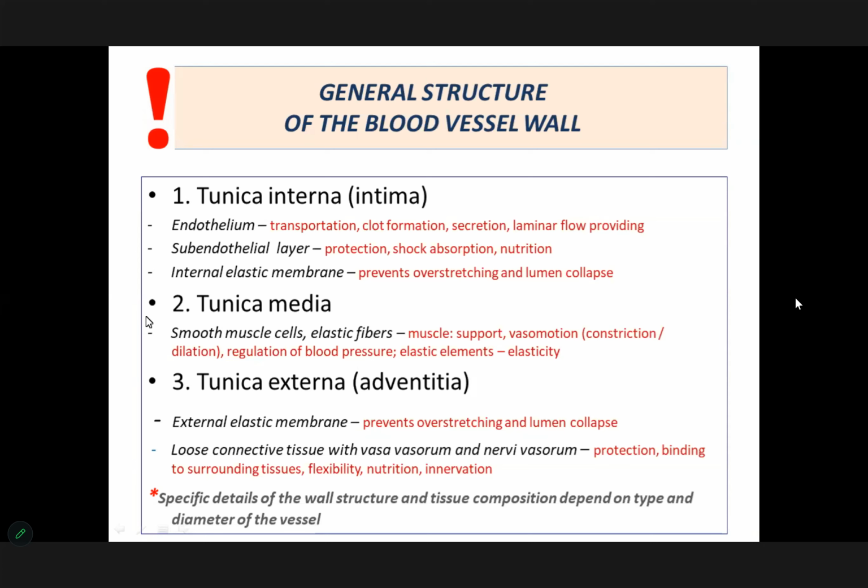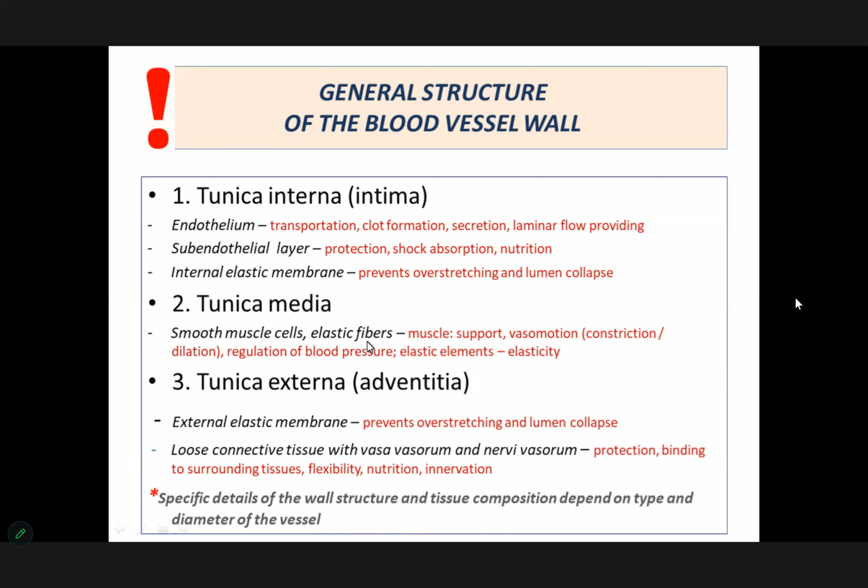Next, the tunica media consists of smooth muscle cells and some elastic components. These elastic components are produced by smooth muscle cells. As you remember, smooth muscle cells in smooth muscle tissue can produce components of extracellular matrix, including elastic fibers.